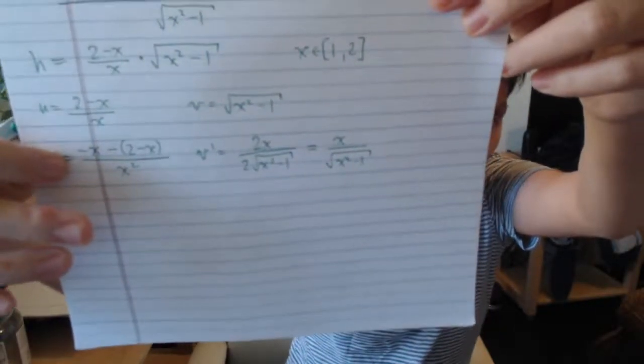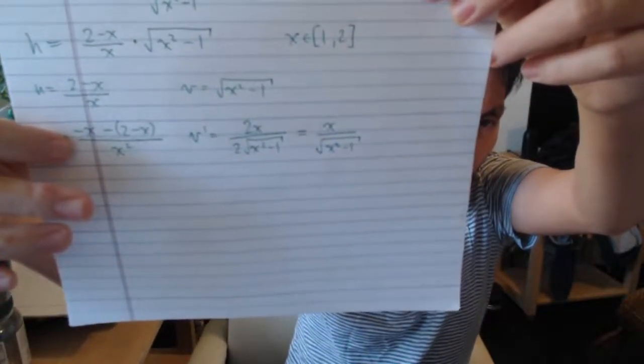There's u prime. And now I'm going to massage that a little bit, because this becomes minus x minus 2 plus x divided by x squared. Oh geez, I realized the quotient rule is really silly here. I'm not thinking very clearly. Anyway, we have minus 2 over x squared. That's our u prime. Can you hold that?